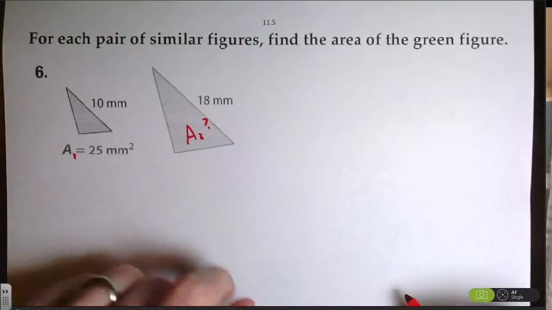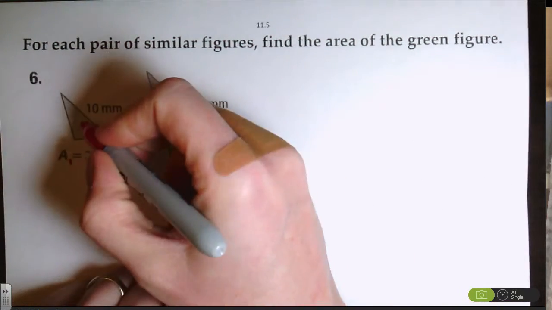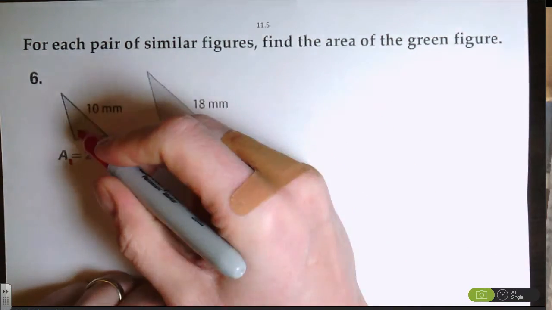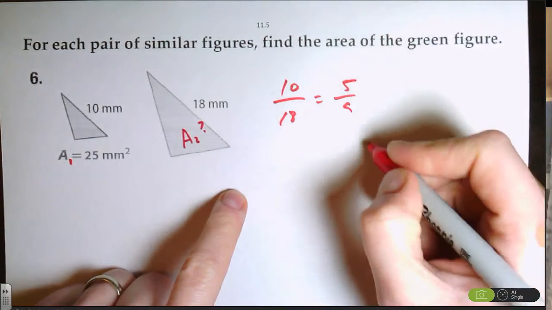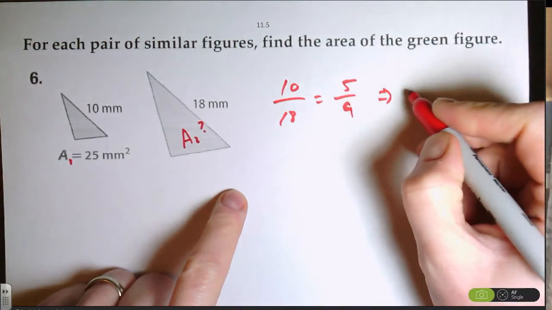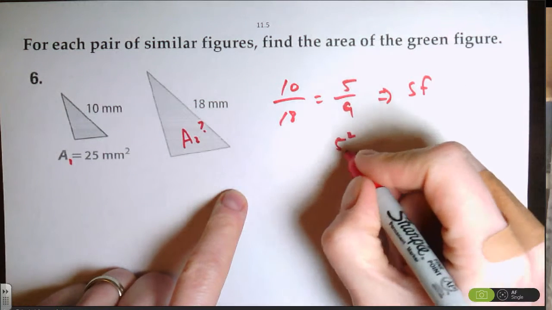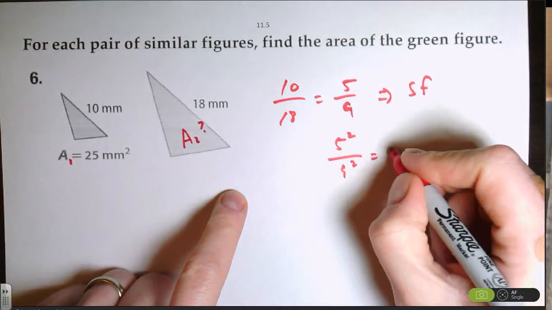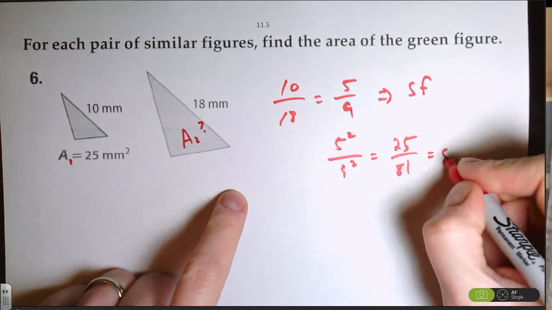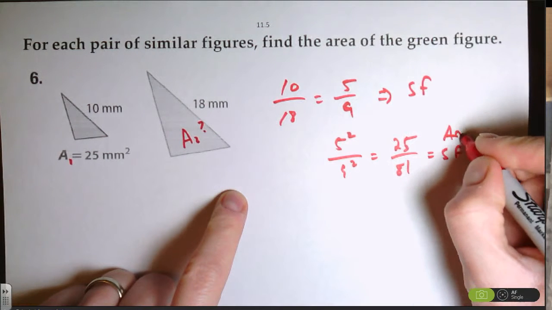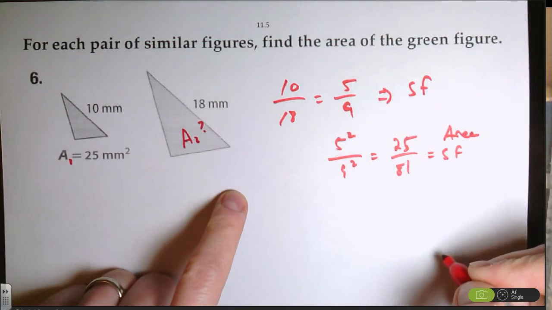So we'll call that area 1, and here's area 2. Now the theorem tells us that the ratio of the sides, or the scale factor of the sides, which is 10 to 18, or 5 to 9, that's the scale factor. But to get the area scale factor, you square both of those. So 25 to 81, that's the area scale factor.